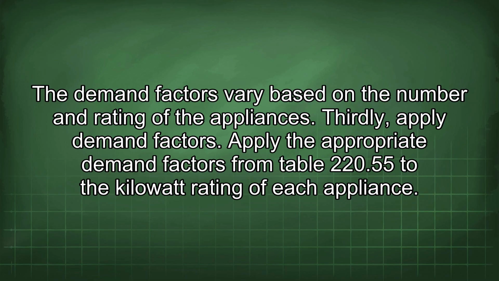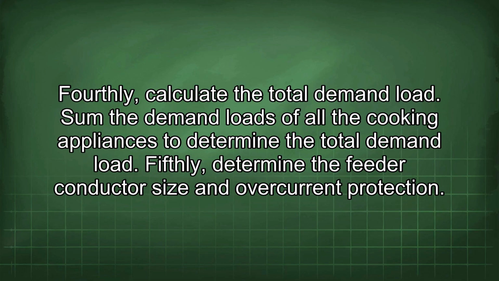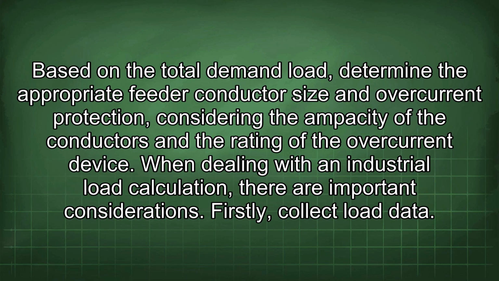Thirdly, apply demand factors. Apply the appropriate demand factors from Table 220.55 to the kilowatt rating of each appliance. Fourthly, calculate the total demand load. Sum the demand loads of all the cooking appliances to determine the total demand load. Fifthly, determine the feeder conductor size and overcurrent protection. Based on the total demand load, determine the appropriate feeder conductor size and overcurrent protection, considering the ampacity of the conductors and the rating of the overcurrent device.